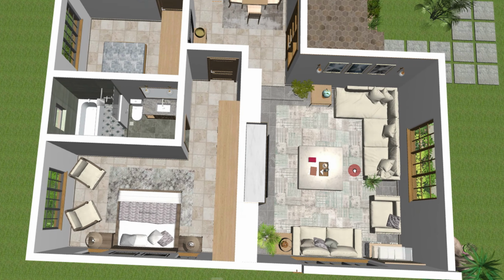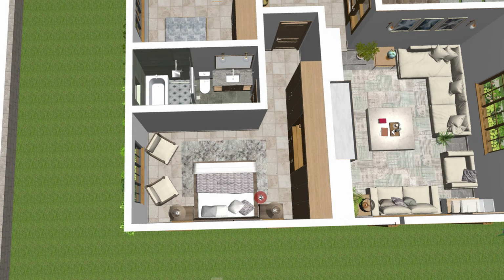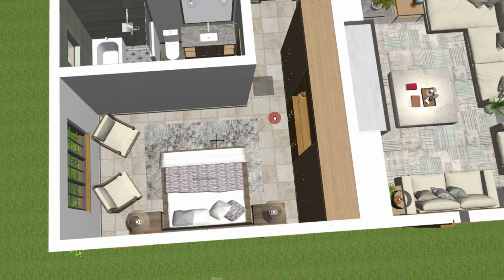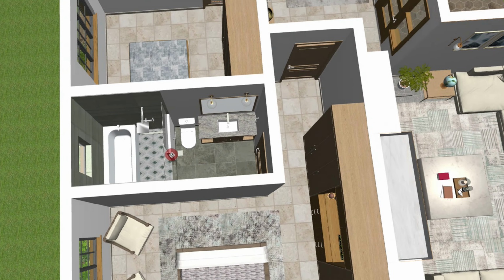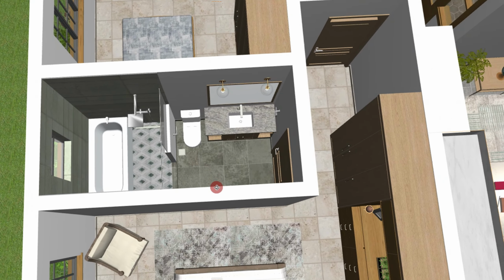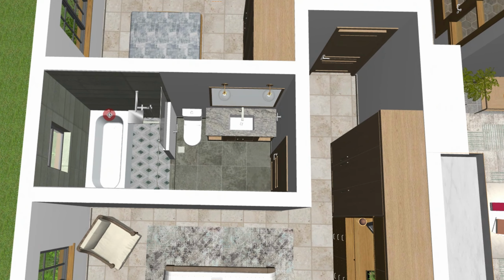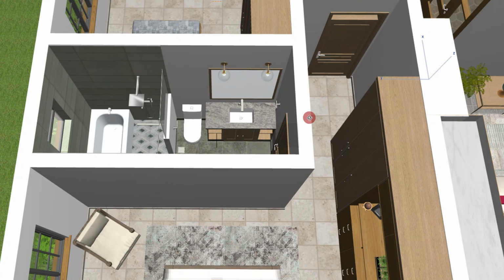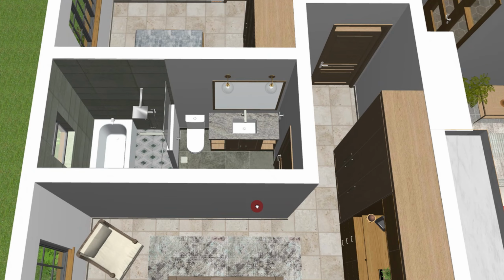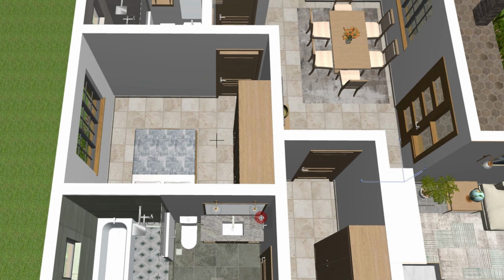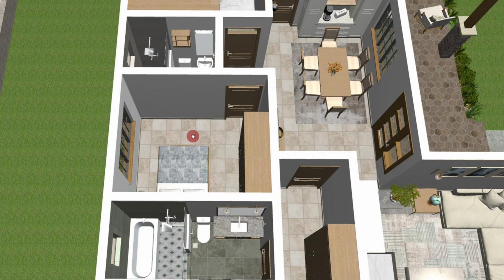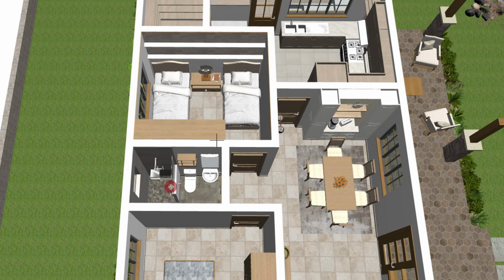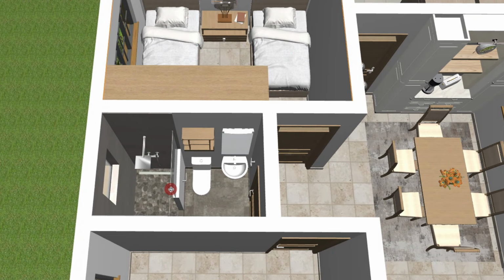That's how the master bedroom looks like, with the wardrobes there, and then it's also ensuite, where you have your bathtub, and then you have your toilets there and your sink. And then, of course, as I talked about, these 2 bedrooms with a shared bathroom right there.